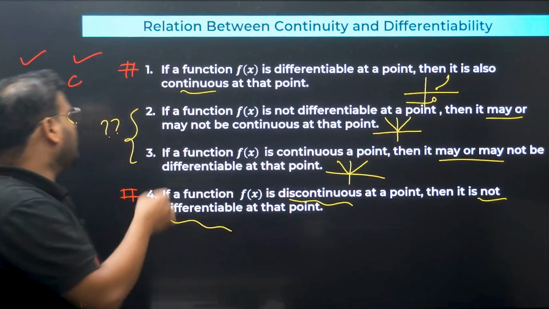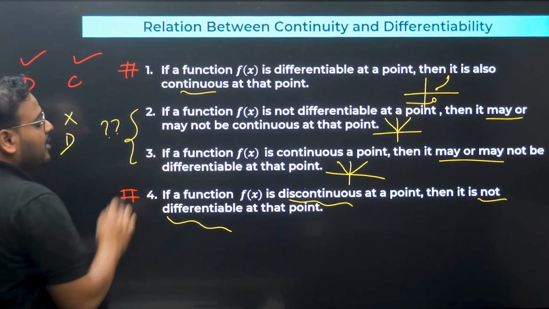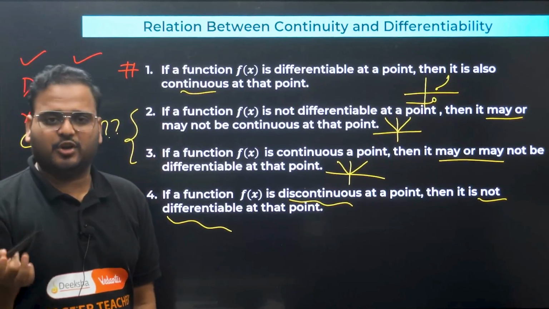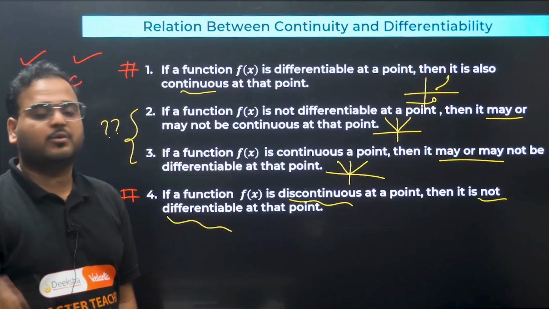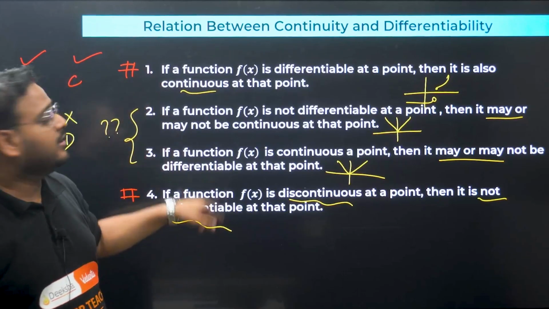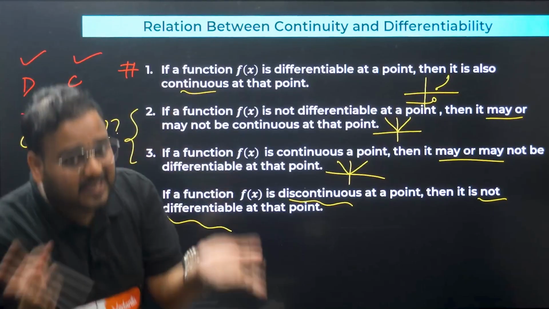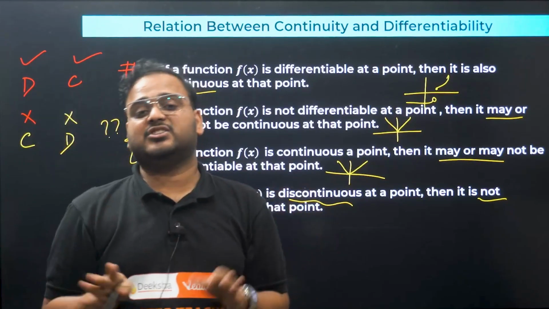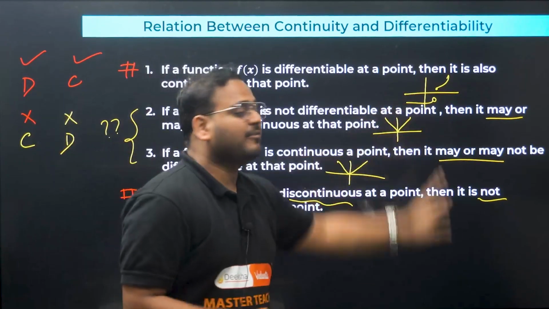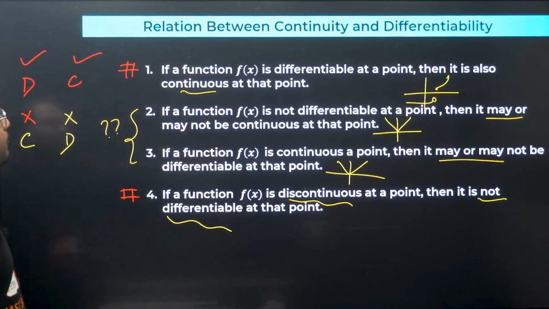So the two cases you see, point 2 and point 3, are the cases of not sure. You have to solve the question to check it out. But for the first and fourth points, if it is differentiable, it will be continuous. If it is not continuous, it will never be differentiable. Never differentiable. Please check. So all the 4 points are clear.